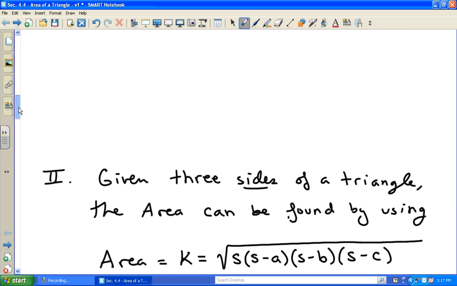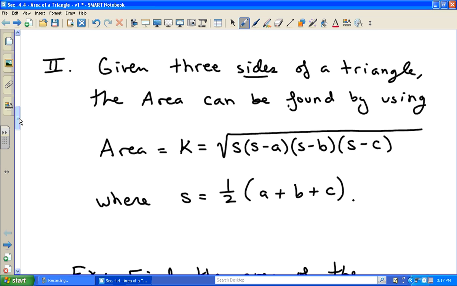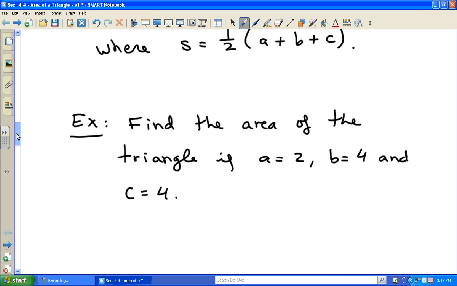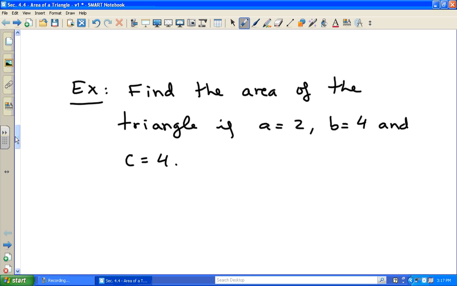I now want to look at a second idea. Sometimes you can be given three sides of a triangle and no angle. In that case, the area can be found by using this formula. K equals the square root of s times s minus a times s minus b times s minus c, where s stands for 1/2 of the sum of all the sides, a plus b plus c. This kind of a thing is always going to be a two-step process because you're going to have to find s before you find anything else.